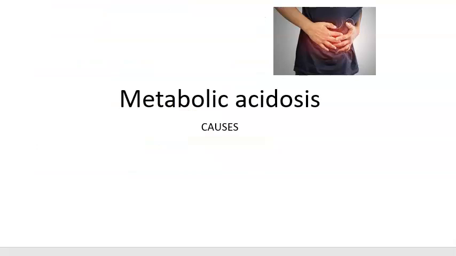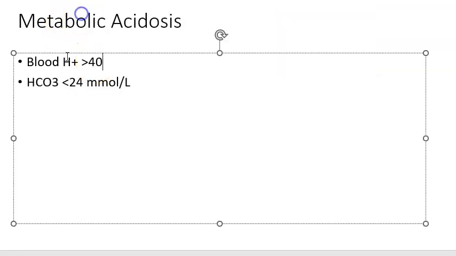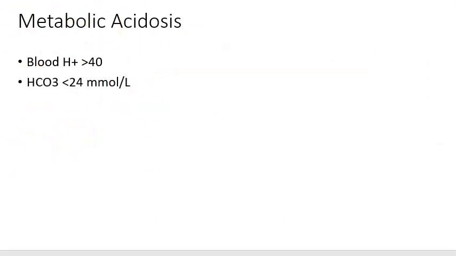So in this video, you wanted to look at the causes of metabolic acidosis, all the causes we have given you, okay? So remember, in this metabolic acidosis, H+ will be more, HCO3 minus will be very less, less than 24, something like that they are telling.